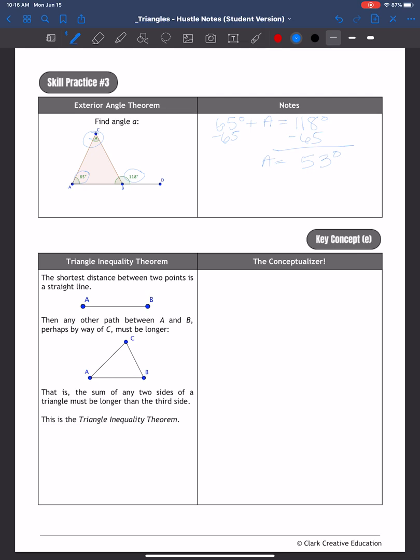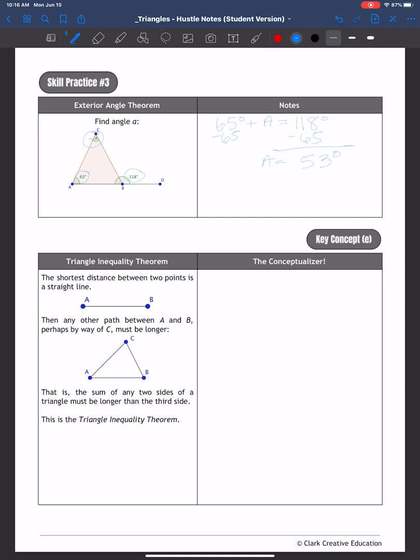So now we have the triangle inequality theorem. The triangle inequality theorem is the shortest distance between 2 points on a straight line. Then any other path between A, B, perhaps by way of C, must be longer. That is, the sum of any two sides of a triangle must be longer than the third side.